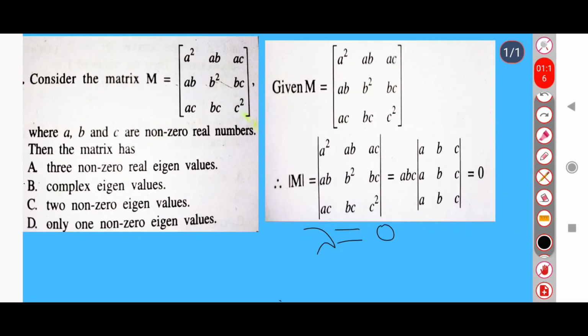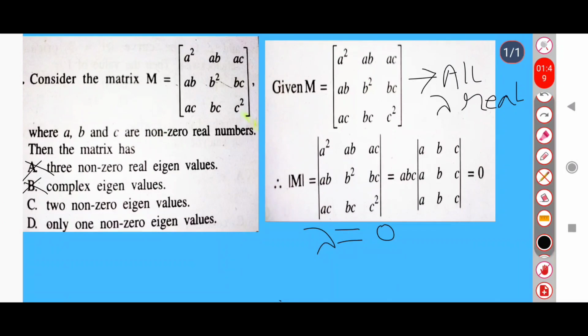Let lambda equal to 0. So the first option, 3 non-zero real eigenvalues, will be discarded because there is one eigenvalue 0. Option B, complex eigenvalues. This is a real symmetric matrix, so all eigenvalues will be real. We know that the eigenvalues of a real symmetric matrix are all real, so option B is also false.